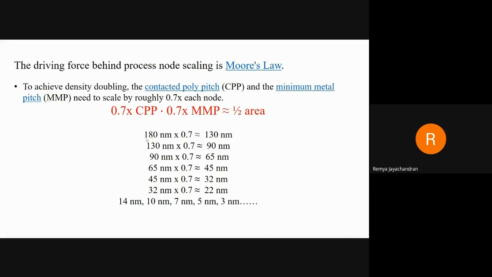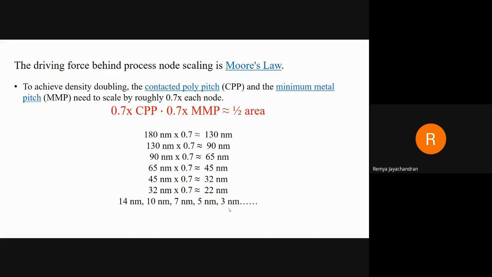You can see that the 180 nanometer technology is succeeded by the 130 nanometer technology, and the 130 is succeeded by the 90 nanometer technology. You can see that it is by a factor of 0.7. So this is the scaling principle we are following. And now 5 nanometer technology is going on. Researchers are still working towards 3 nanometer and further technology nodes, new architectures, and new device materials.